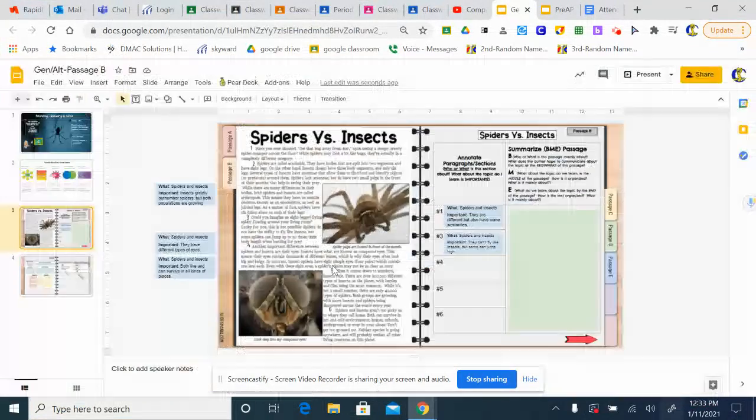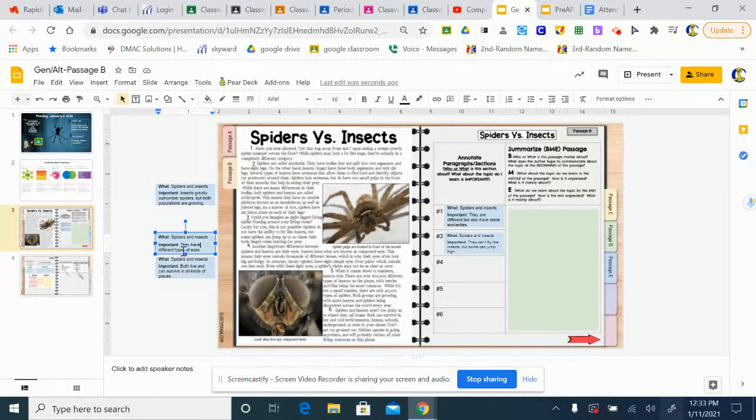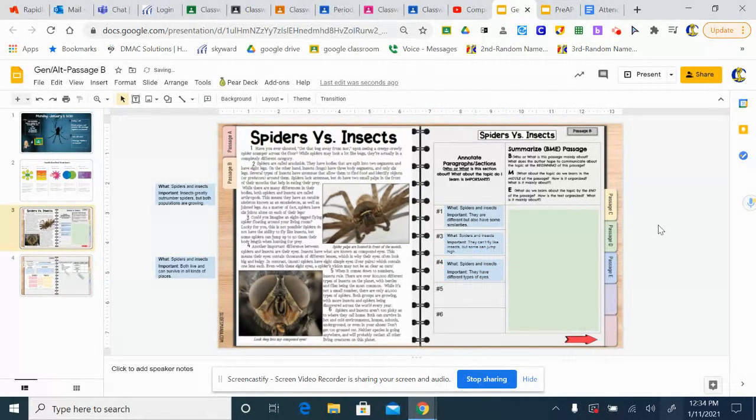So in paragraph 4, again, we know it's spiders and insects, but what about paragraph 4? What is it mostly talking about? It's talking about their eyes. So which one of these talks about their eyes? Right here, this one. They have different types of eyes. So you take this box and drag it all the way to paragraph number 4 notes.